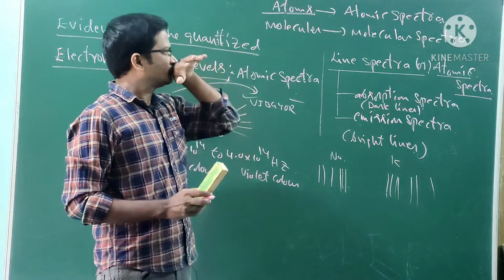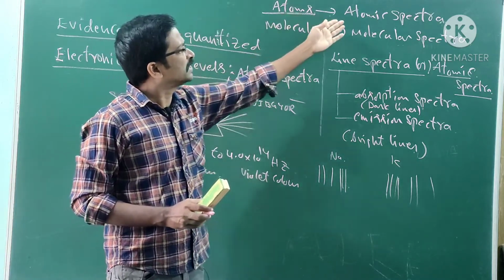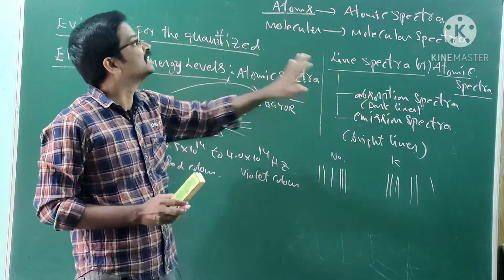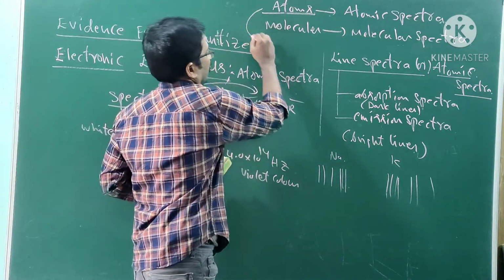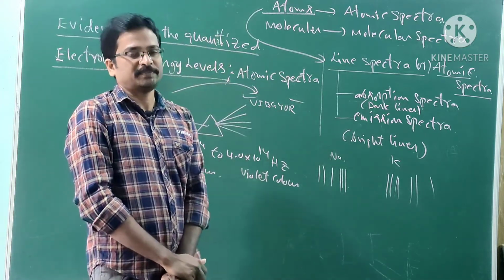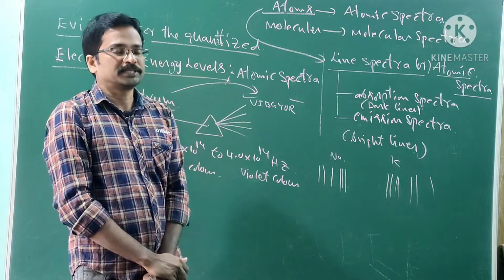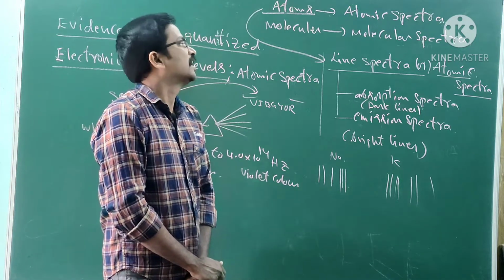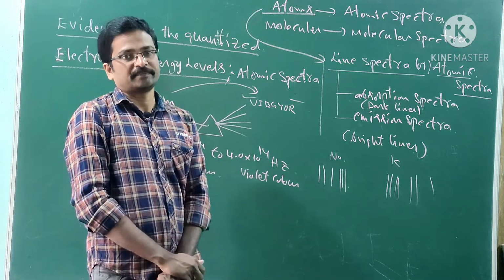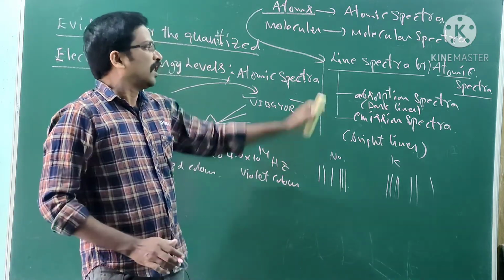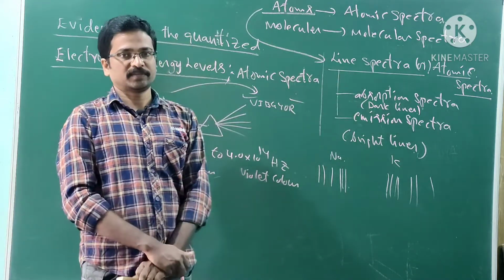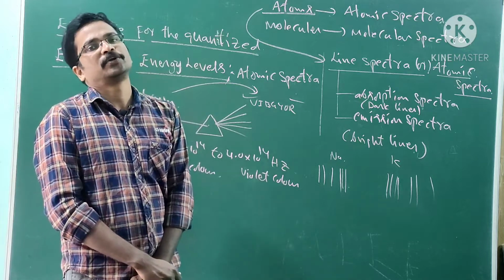Next. Atoms give the atomic spectra, and that atomic spectra is known as line spectra. This is also known as line spectra. Line spectra are of 2 types.